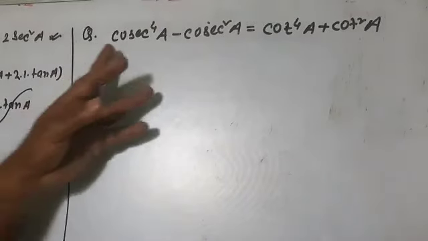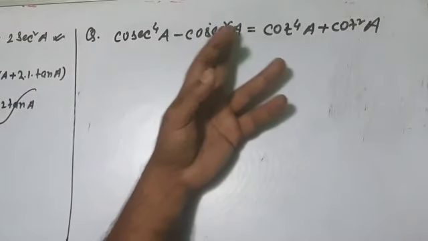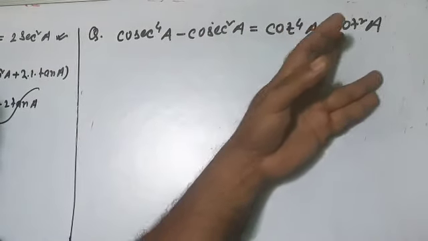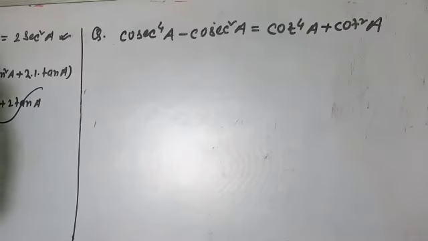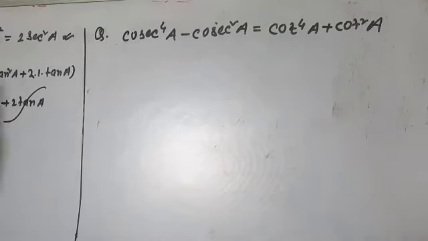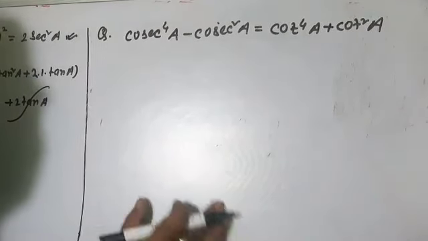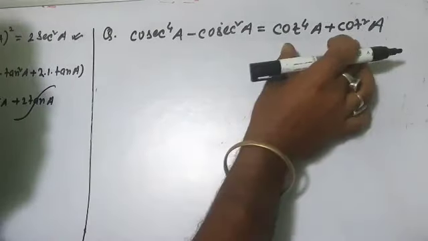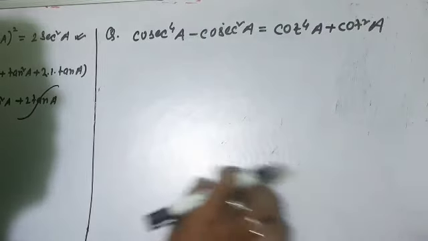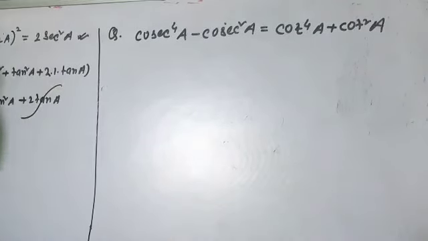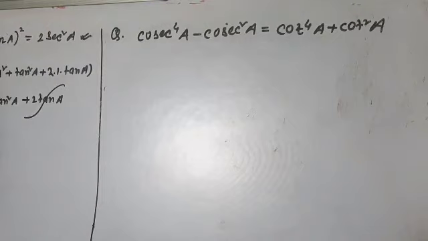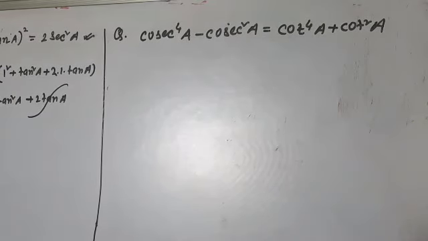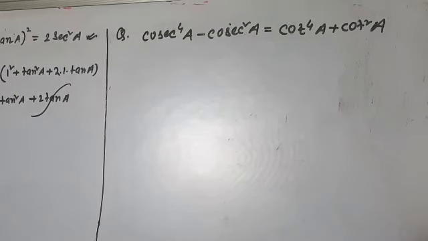One more question: cosec to the power 4A minus cosec square A is equal to cot to the power 4A plus cot square A. You have to prove. So in this case it is very simple: first I find the value of this LHS, then we find the value of RHS. If both values are the same, then both are equal. So we take LHS first.